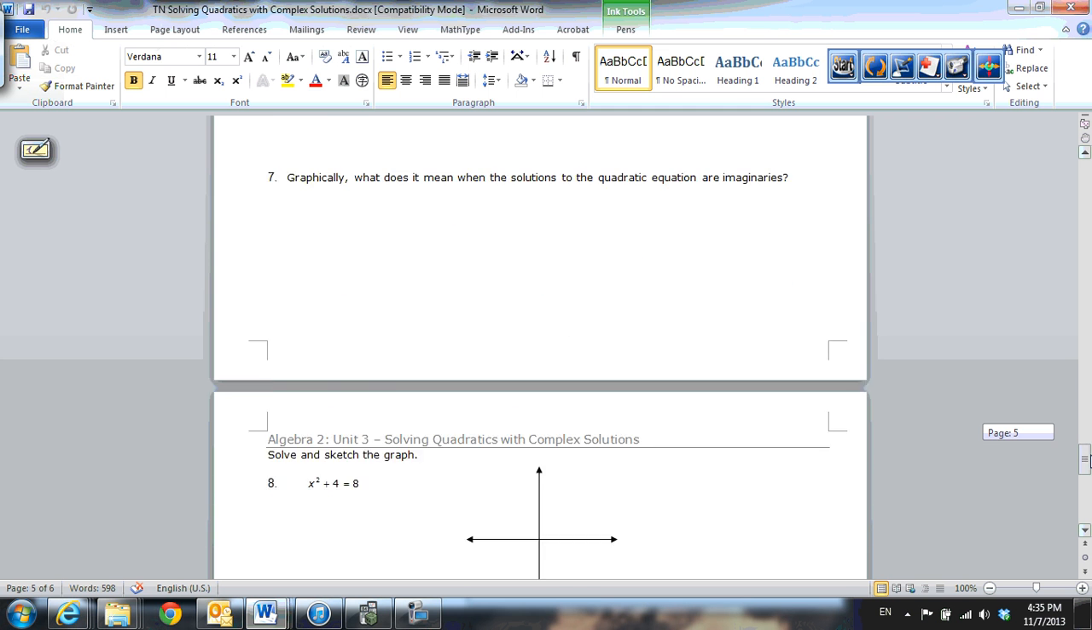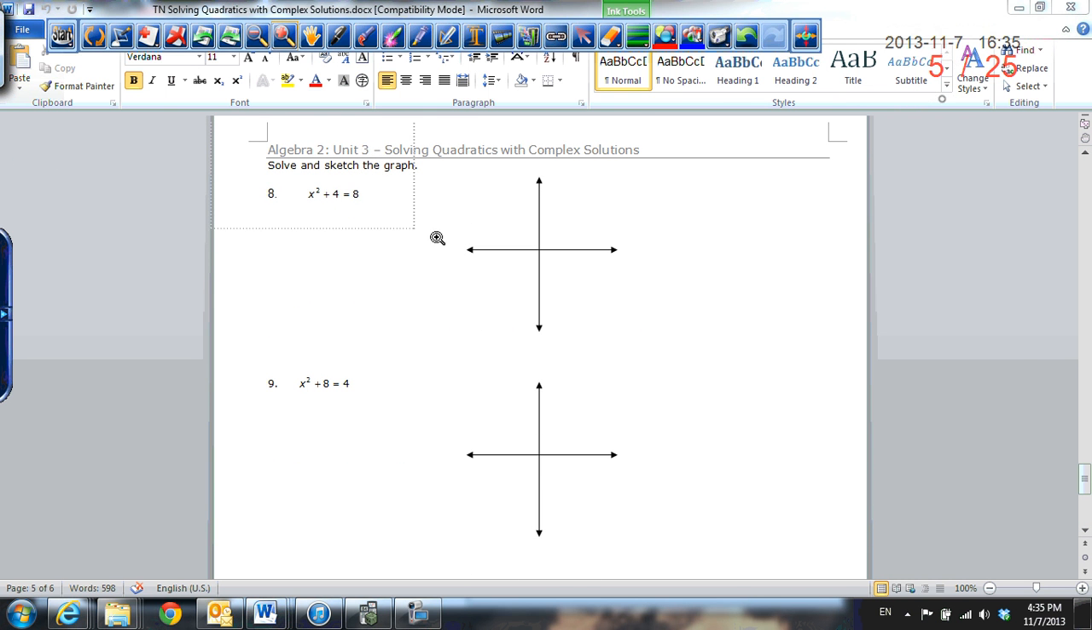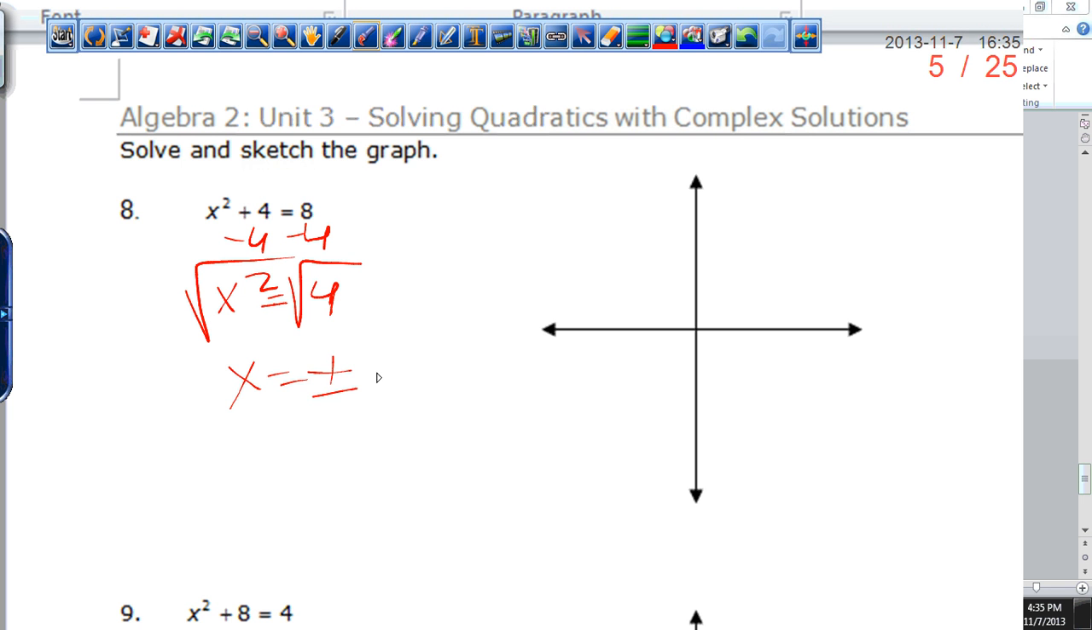Let's move on. Next page says solve and sketch. These will go pretty quickly. I'll do a couple, and then we won't do all of them, so don't worry. We'll subtract 4 from both sides to get x squared equals 4. Don't have any negatives there. That's just going to be normal. Take the square root of both sides. So x equals plus or minus square root of 4, which is 2.